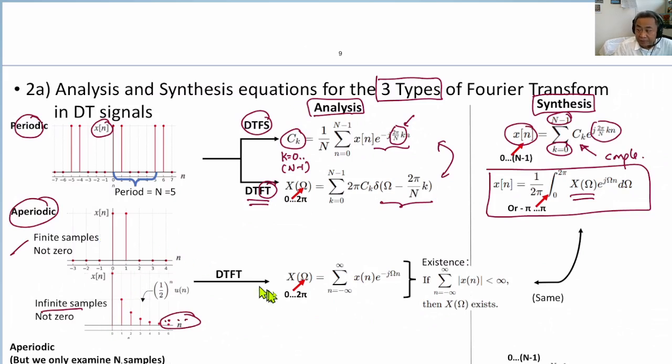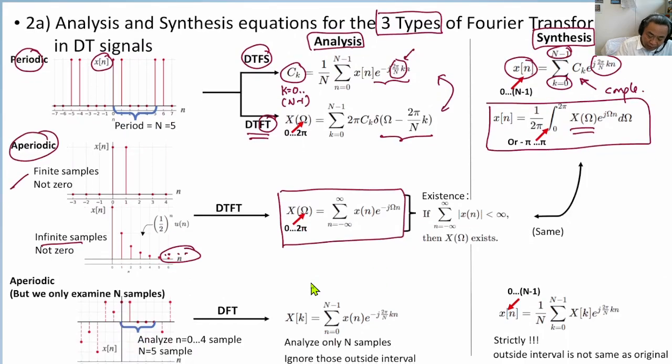In aperiodic cases, we have this equation as the analysis equation, to calculate x of omega. What is omega again? Remember, in the magnitude and phase figure, omega can be calculated from 0 to 2 pi. That's the key idea. Or if you want to, it's minus pi to pi. But typically we calculate from 0 to 2 pi, and we wrap this around to here later on.